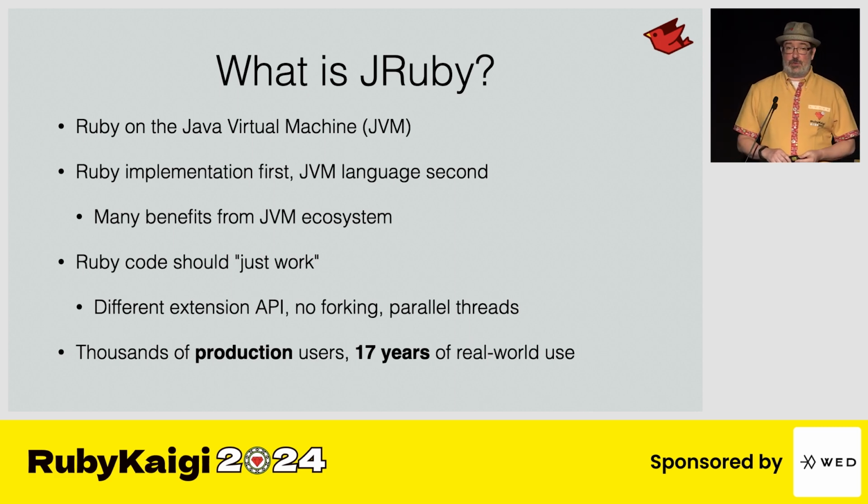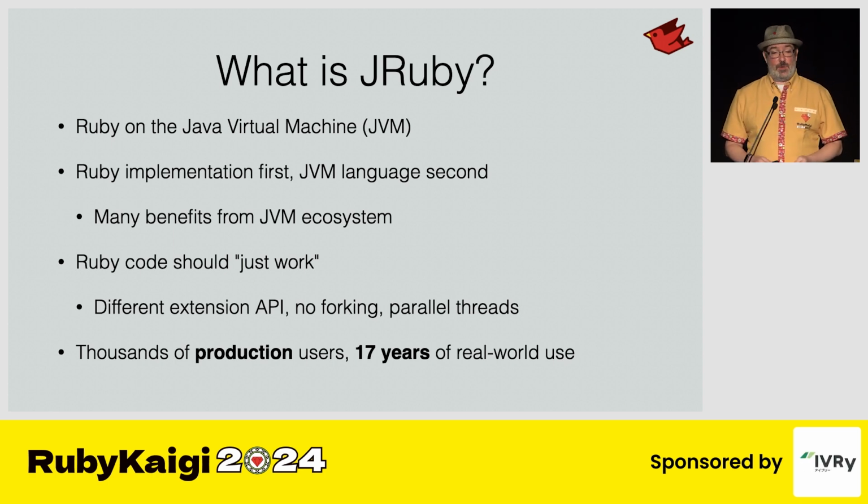Thousands of production users all over the world are running JRuby. Millions or billions of requests are running through JRuby every day. And we've had production users for over 17 years now. The only alternative Ruby to ever have that kind of deployment.